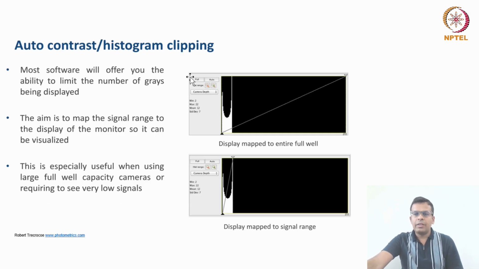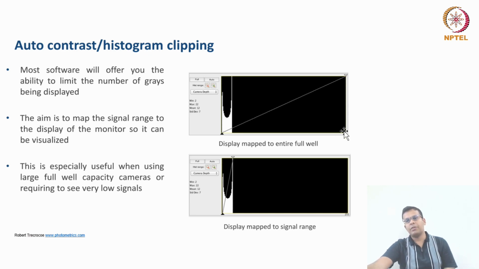So in most of the softwares, you will see there is an option of auto contrast or histogram clipping. I showed you that histogram; this is another display of the same kind of histogram. See, it is displaying the values from 0 to 255 on the x-axis. So 0 to 255 are the total gray levels present, and when you keep this triangle here, all the pixel values are displayed. But only this many are the bright pixels.